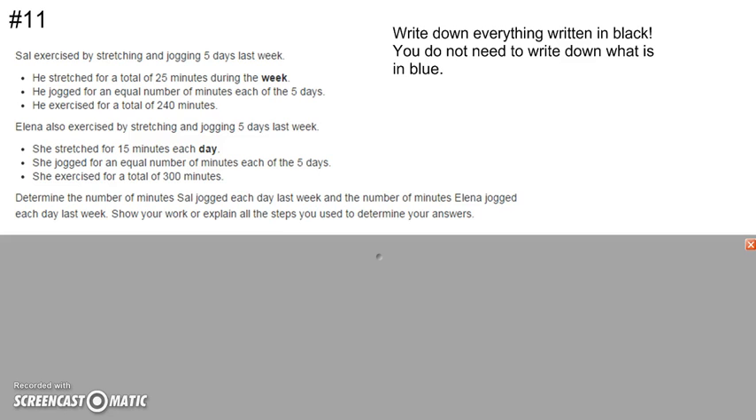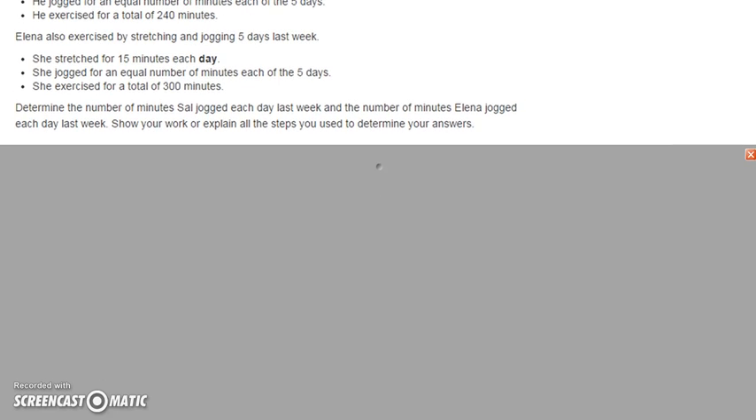Determine the number of minutes Sal jogged each day last week and the number of minutes Elena jogged each day last week. Show your work or explain all the steps you used to determine your answers.